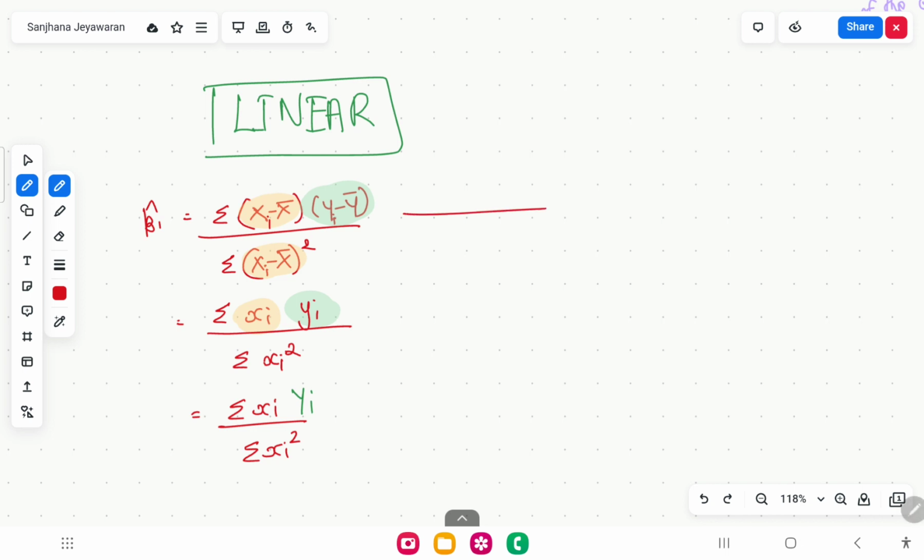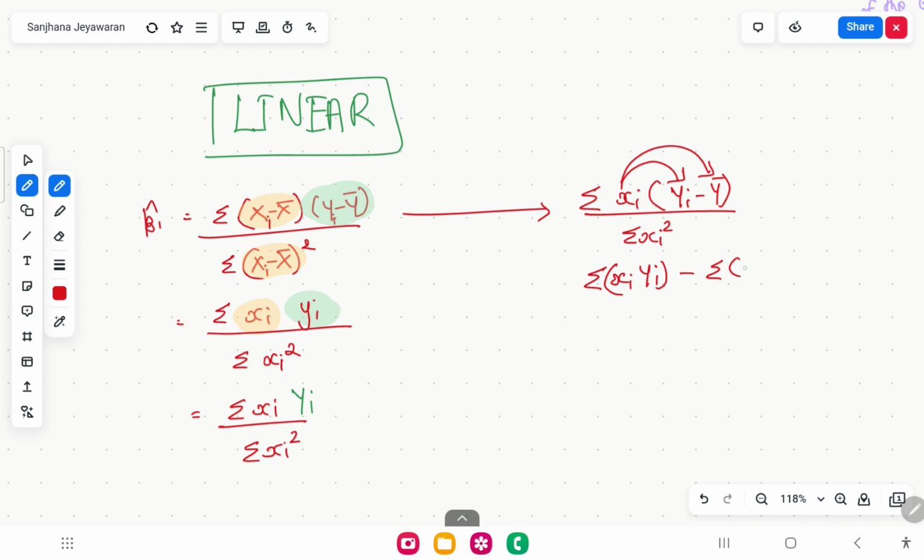So let me write this equation like this. Instead of x minus x bar, I am writing simple xi. Let me keep that yi minus y cap as it is. So this divided by sigma xi square. Alright. Now I'm going to cross multiply. That is, I'm going to multiply this with this and multiply this with this. So when I first multiply, it will be sigma simple xi capital yi, then next it will be minus sigma xi y bar.